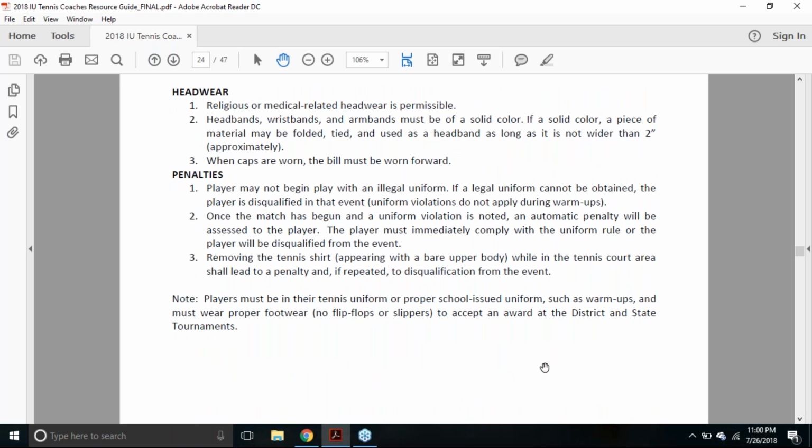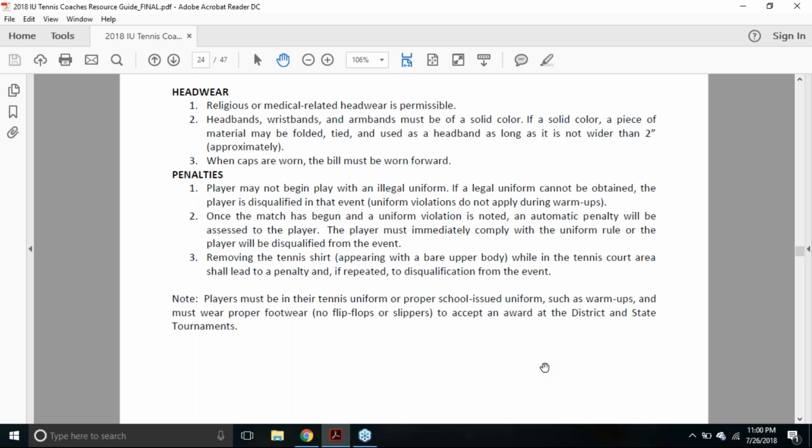Headwear: religious or medical related headwear is permissible. Headbands, wristbands, and armbands must be of a solid color. If a solid color, a piece of material may be folded, tied, and used as a headband as long as it is not wider than 2 inches. All caps, if worn, the bill must be worn forward.